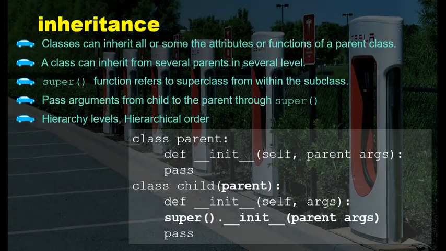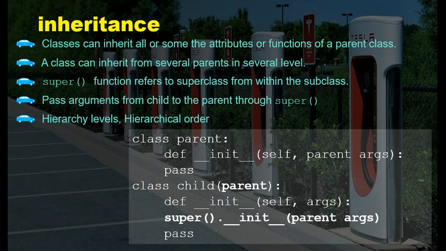Finally, there's inheritance in classes. Classes can inherit all or some of the attributes or functions of a parent. A class can inherit from several parents in several levels. We use this super function, super name, to refer to the superclass, meaning the parent class, from within the subclass, the child class. We pass arguments from child to the parent through super. Therefore, there are hierarchical levels and hierarchical order.